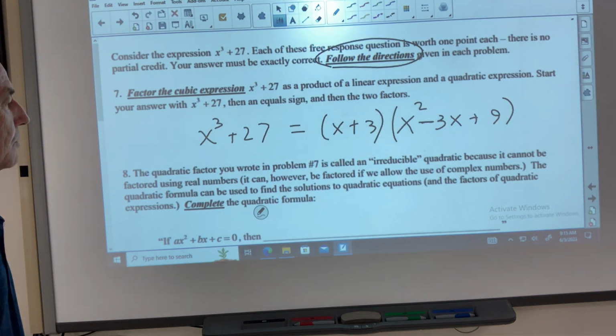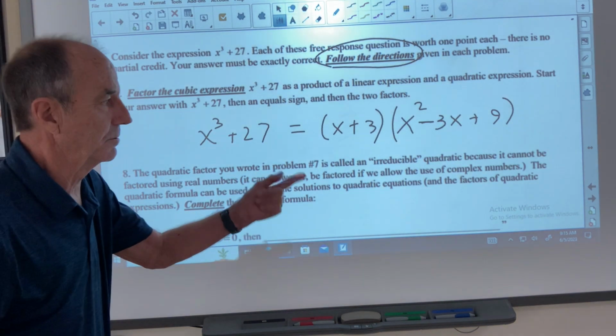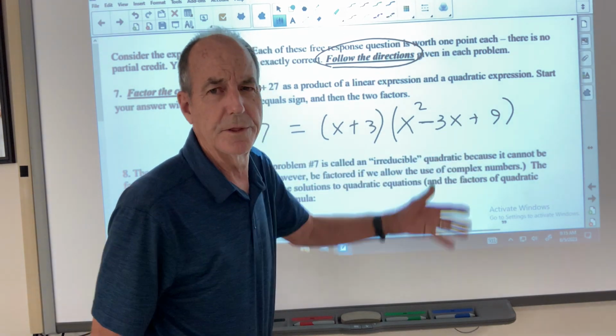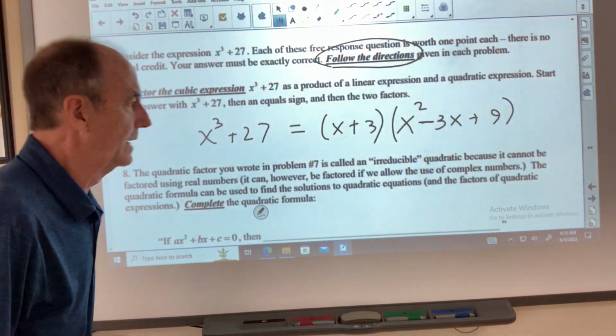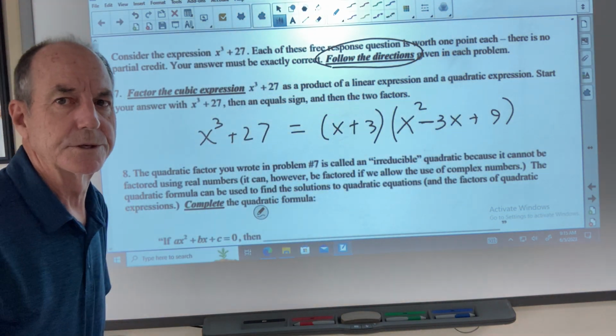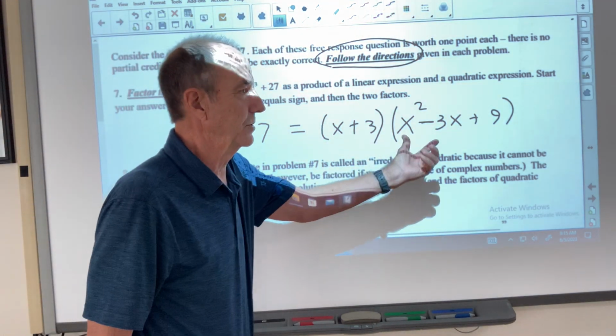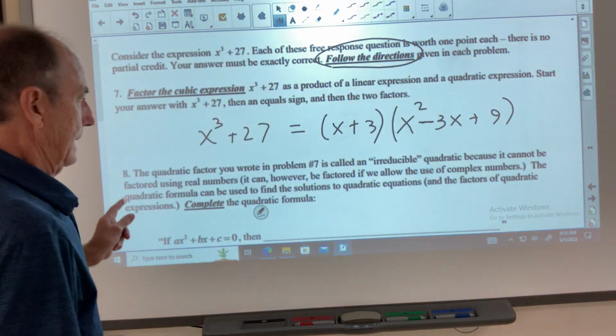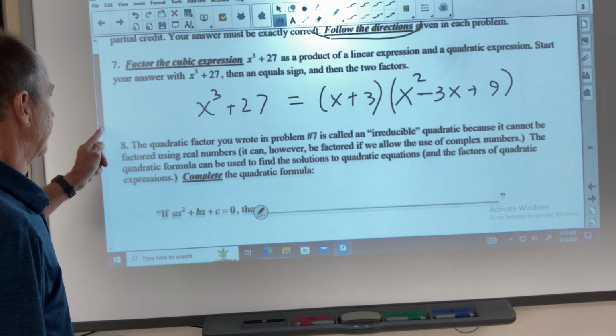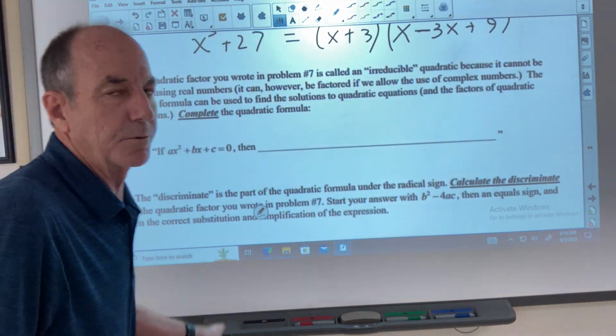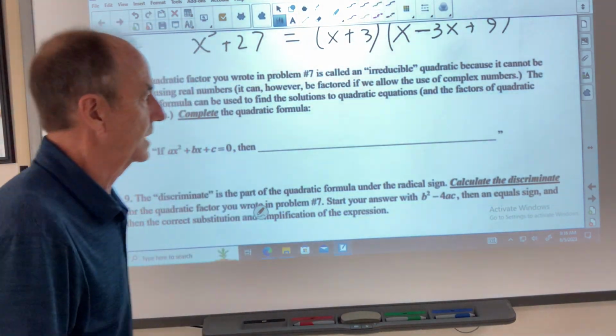Okay, number 8, the quadratic factor you wrote is called irreducible. I don't know that you need to know that terminology, but that's what it's called. It cannot be factored using real numbers. So this does not break up into two real number factors. We could break it up using complex numbers, but we didn't have complex numbers on this exam.